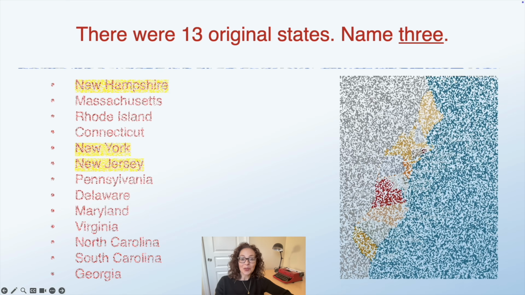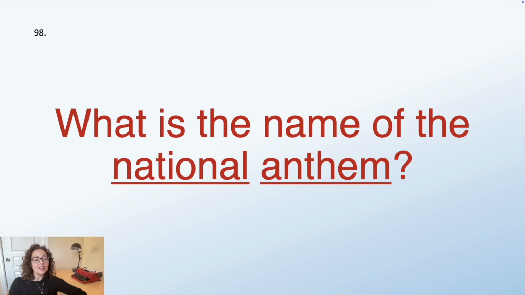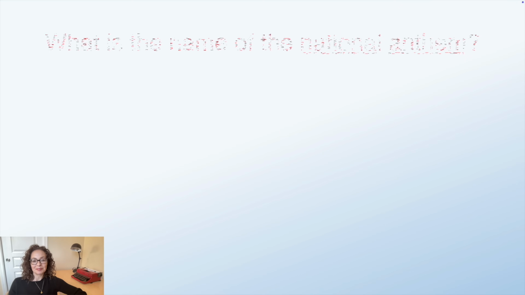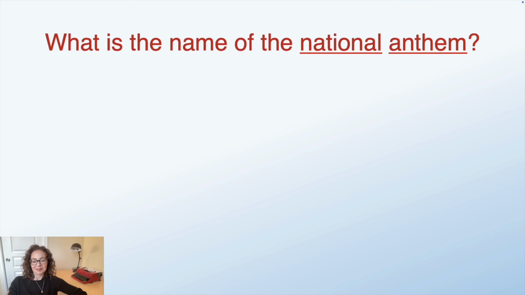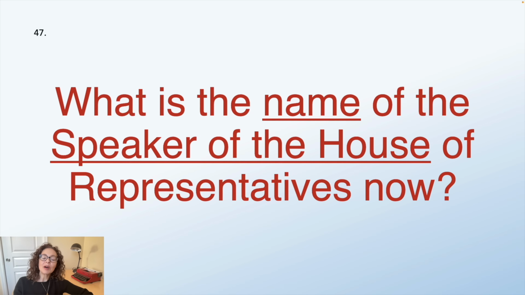Okay, you can choose any 3 here. I did all the N's. New Hampshire, New York, New Jersey. What is the name of the national anthem? The Star-Spangled Banner. What is the name of the Speaker of the House of Representatives now?